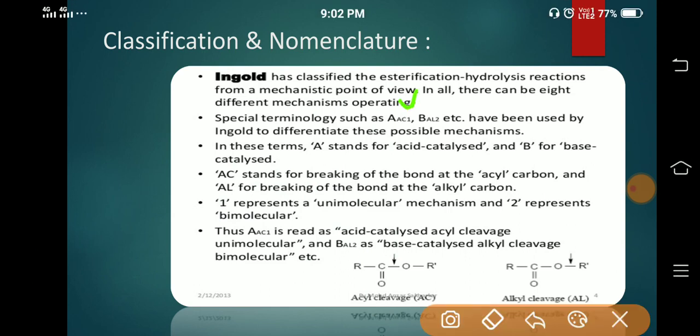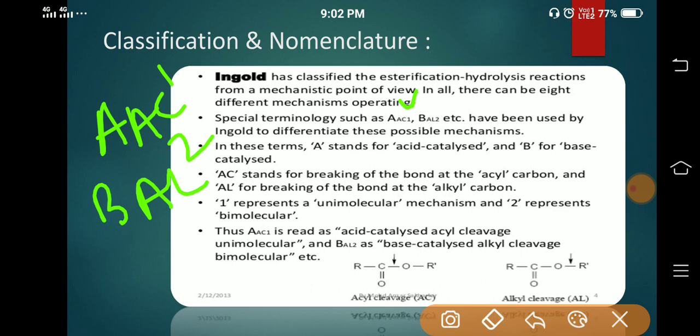AAC1 and BAL2 to differentiate all these possible mechanisms. In these terms, this A stands for acid catalyzed and B stands for base catalyzed.